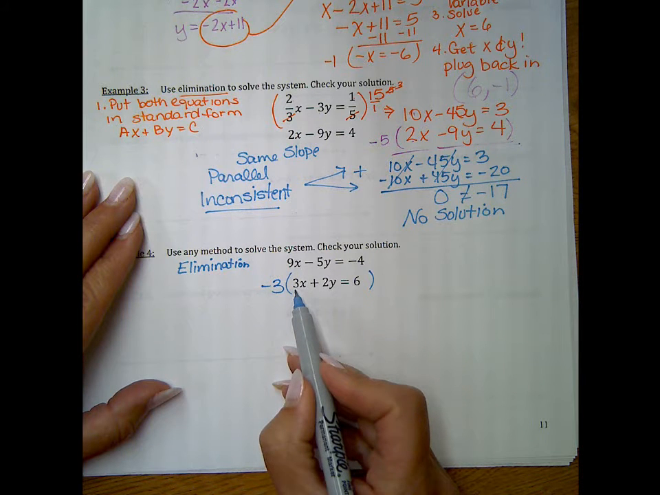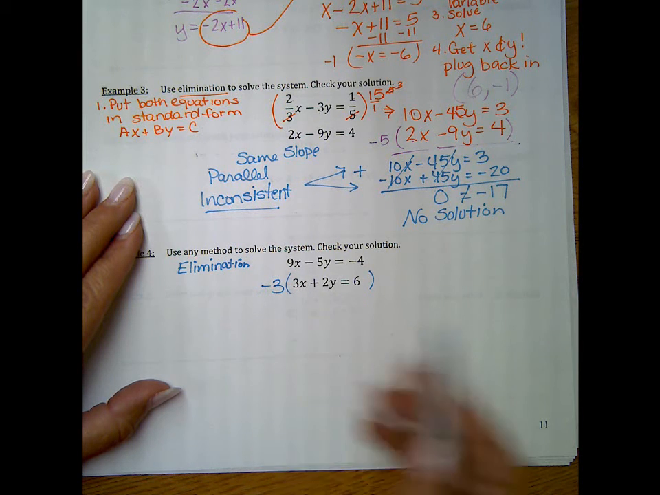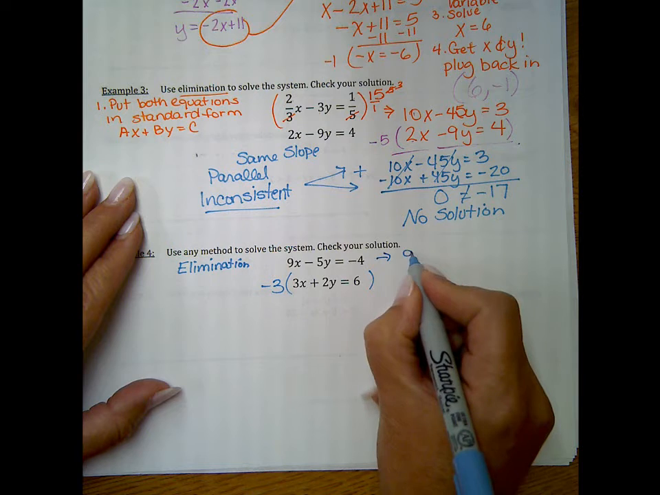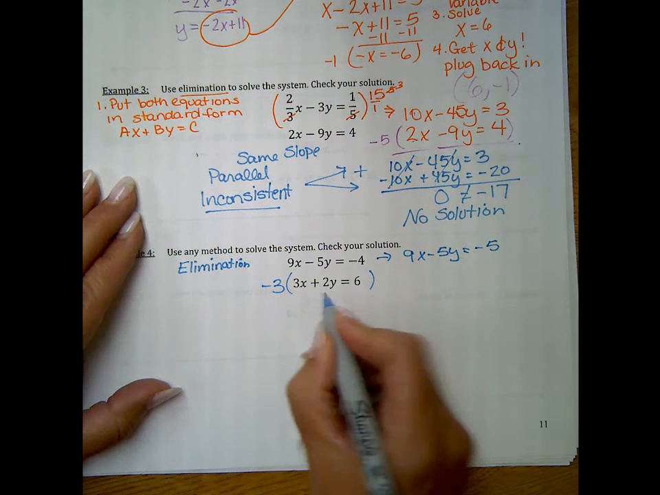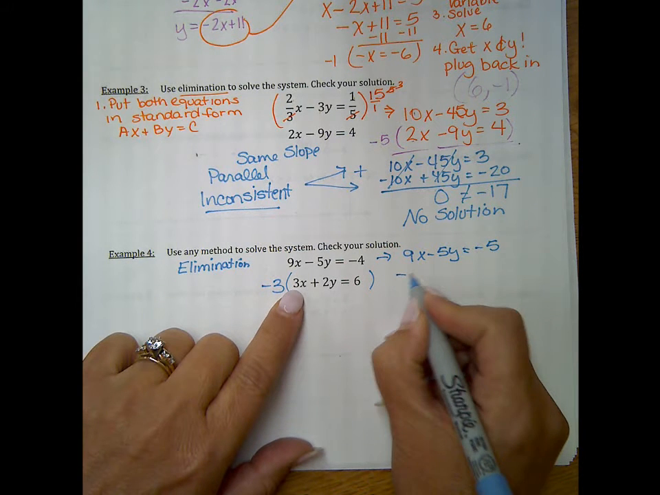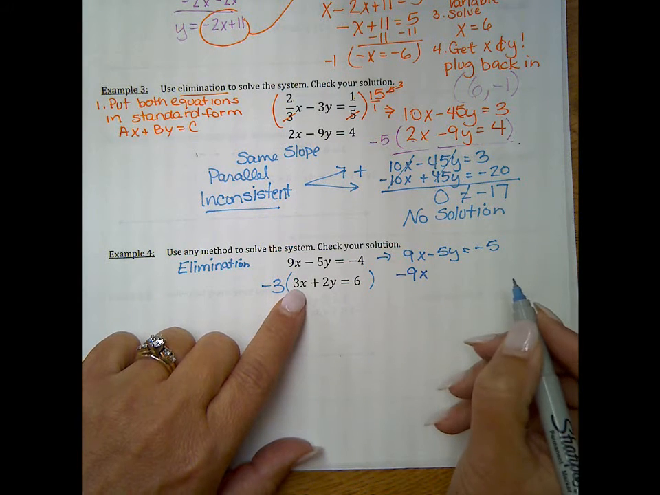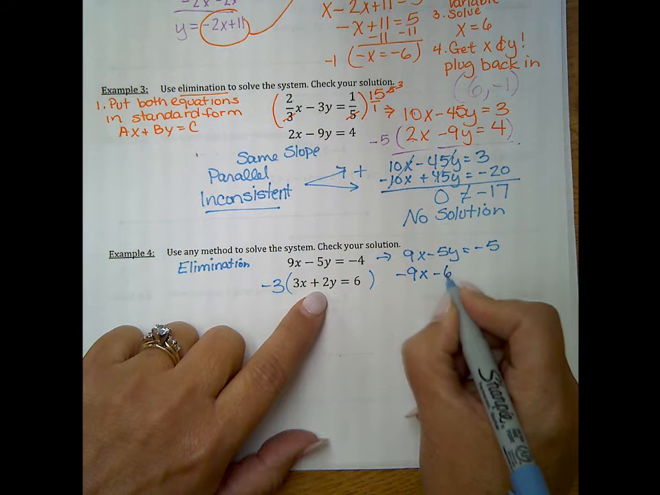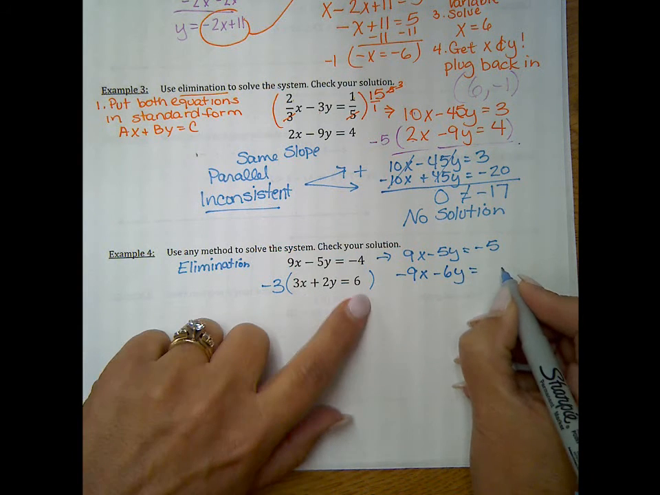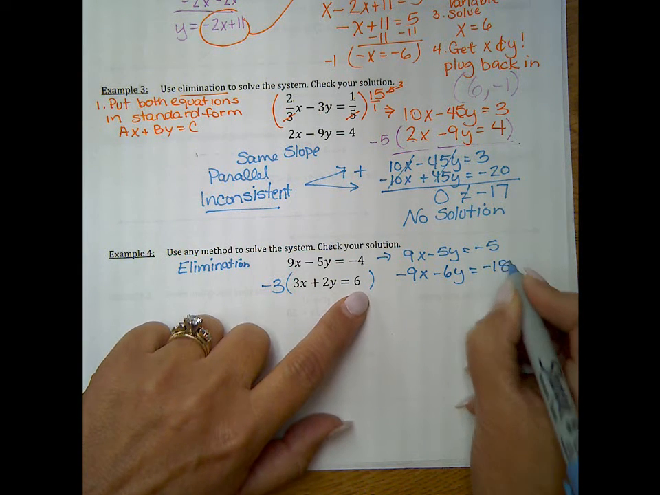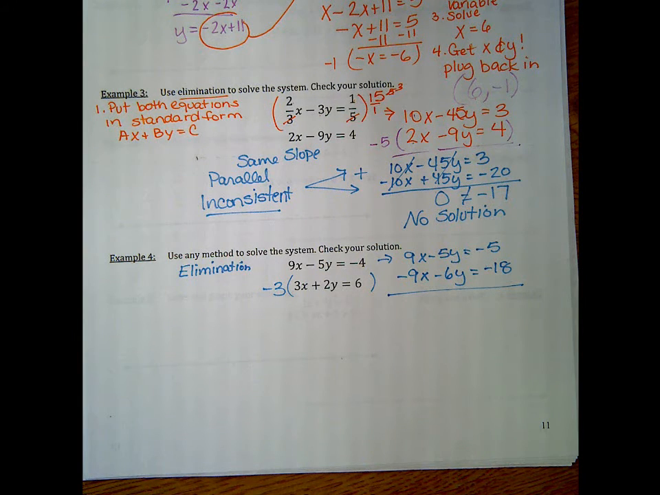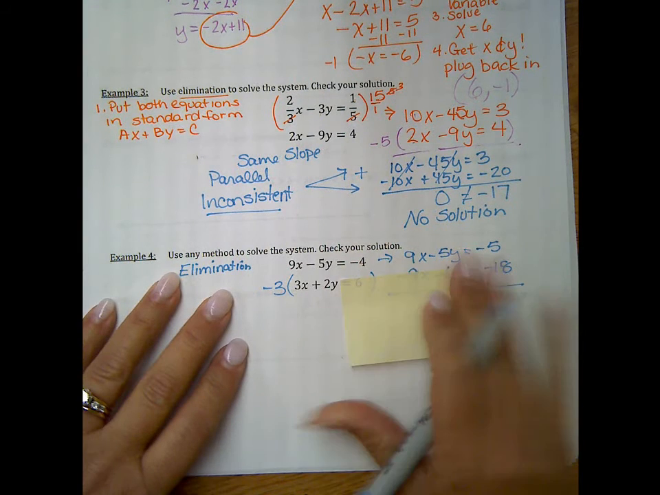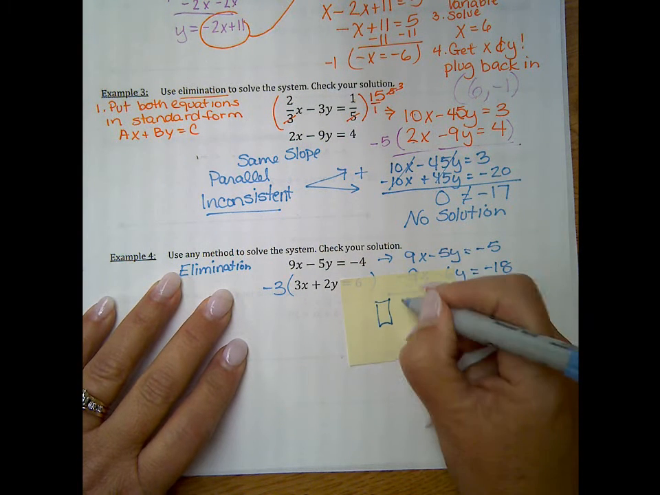I'm going to choose -3 because that'll make this -9, and my 9's will go away. So rewriting 9x minus 5y equals -4. Write everything out, show your work. -3 times 3x is -9x minus 6y equals -3 times 6 is -18. Okay, so take a second. Let's pause right here and see if you can finish this problem. Pause. Here's my pause button.